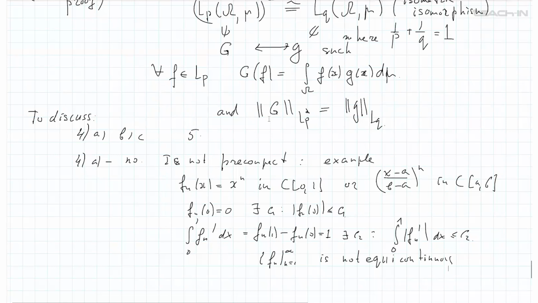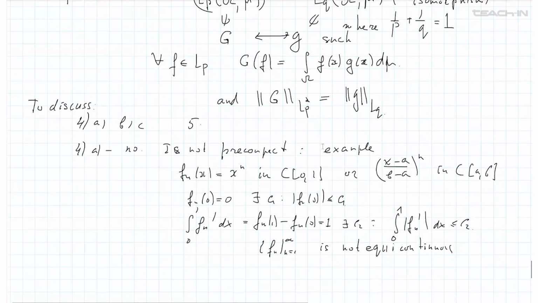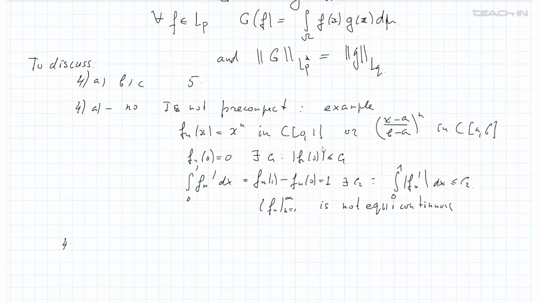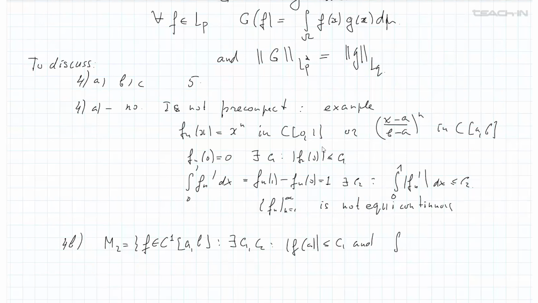I need to solve B because I will show that C is a particular case of B. So let's consider B. For B, we have M2, functions from C1, such that there exist constants C1, C2 such that |f(a)| is less than C1, and the derivatives are bounded in the sense of L2. This set: first, boundedness of M2.